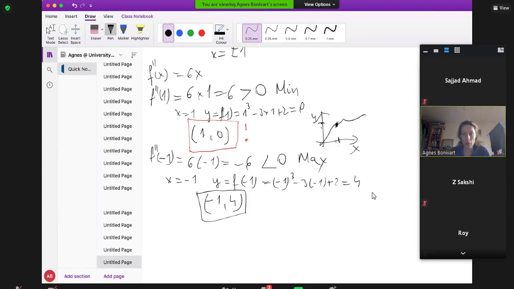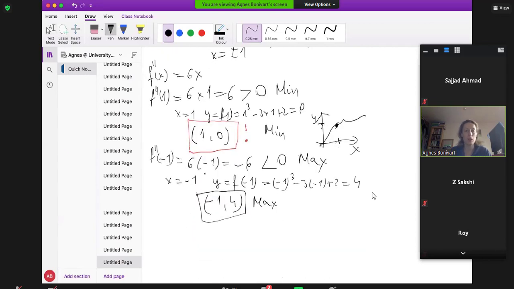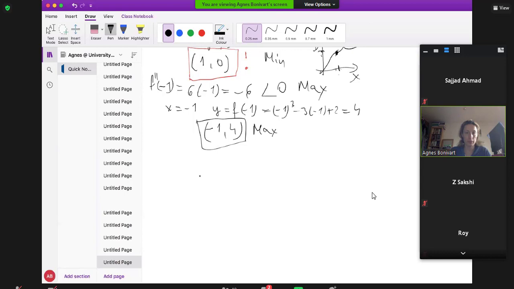So in 1, 0, the function has a minimum. In minus 1, 4, the function has a maximum. So this is how you need to give the points. I'm emphasizing it because students often forget to find the y coordinates. Okay, so this is how you need to write it. Again, it is a very important exercise, so this you need to know. Next one is exercise 9.